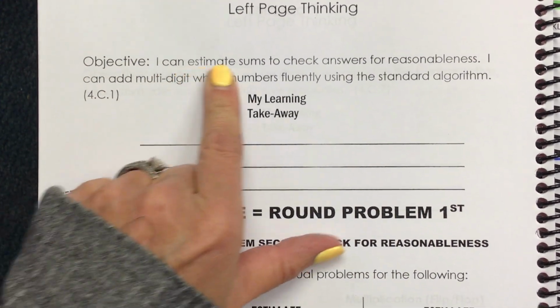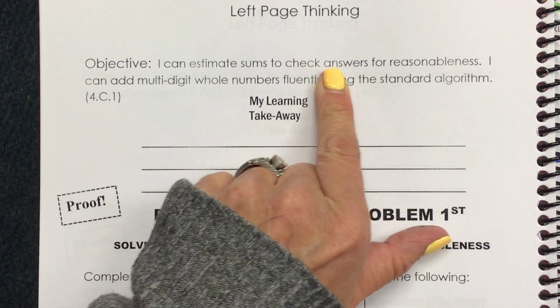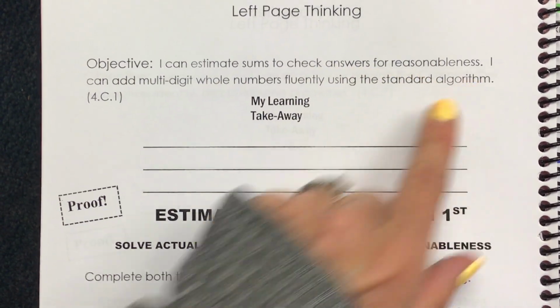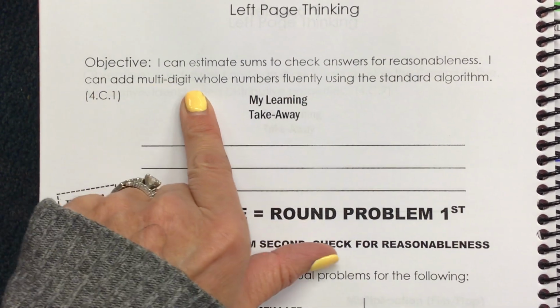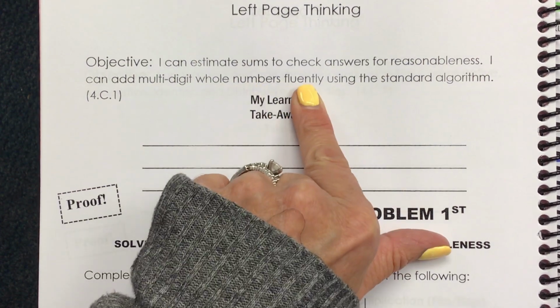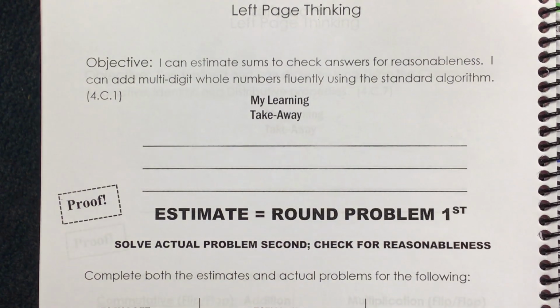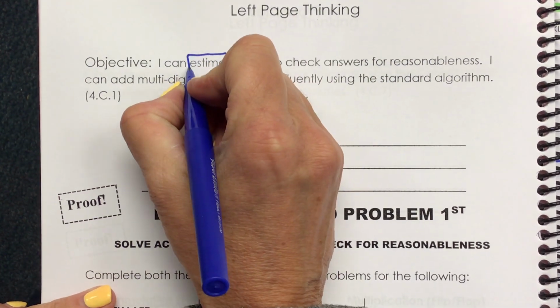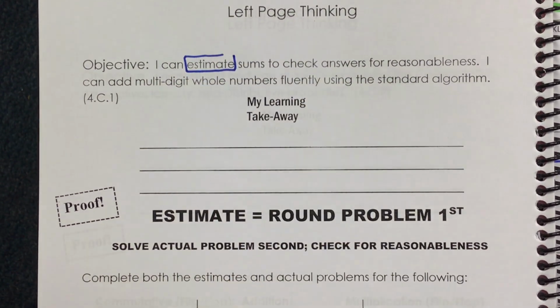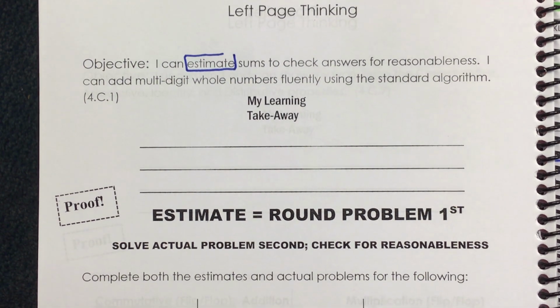I can estimate sums to check answers for reasonableness. I can add multi-digit whole numbers fluently using the standard algorithm. I want to put a box around that word estimate. What does the word estimate mean? What does it mean to estimate?